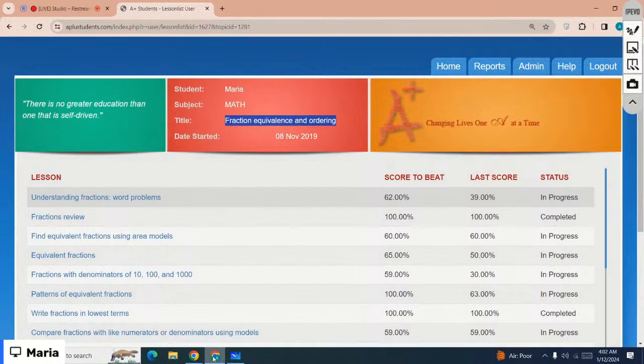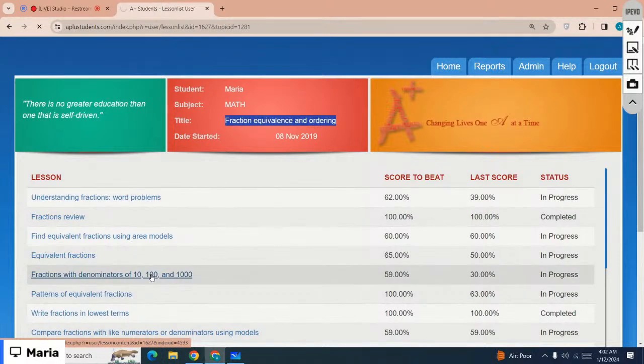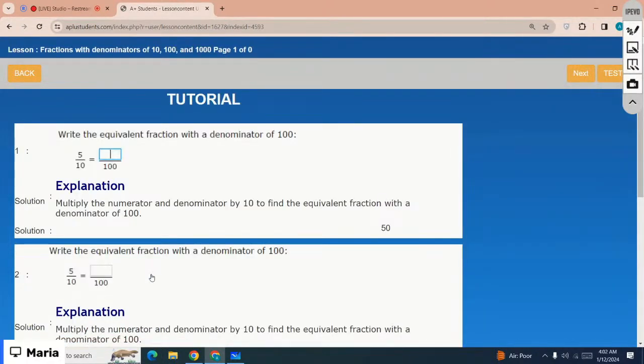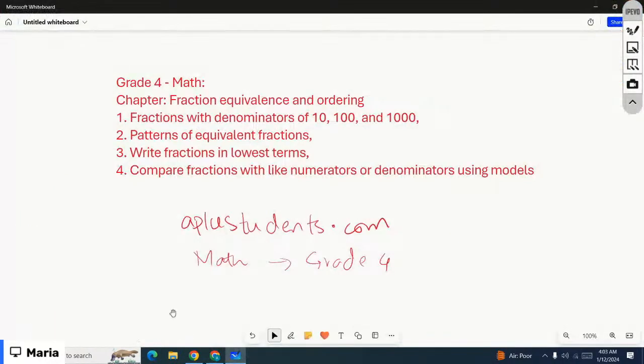Okay, here I'm on the chapter fraction, equivalence, and ordering. The lesson we're going to start with is fractions with denominators of 10, 100 and 1000. So let's start with the lesson. Write the equivalent fraction with a denominator of 100. You are given the fraction 5 over 10.